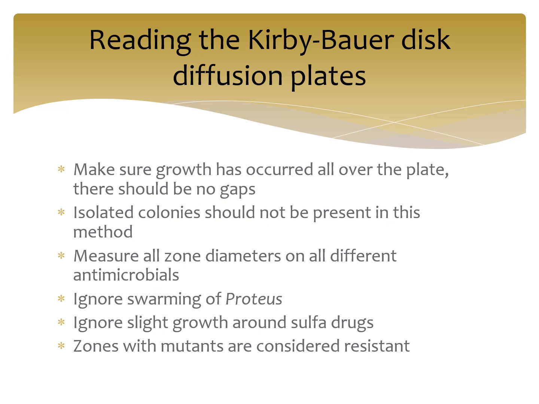We want to make sure that we measure all of our zone sizes in millimeters, and we want to measure the zone diameter on all different antimicrobials. If you're doing a susceptibility test against Proteus, we want to make sure that we ignore the swarming of Proteus. And if there's any slight growth around sulfa drugs, we want to ignore that as well. Now, if you have zones of inhibition where there are organisms growing inside of that zone, those are considered mutants, and we would actually consider that drug resistant.